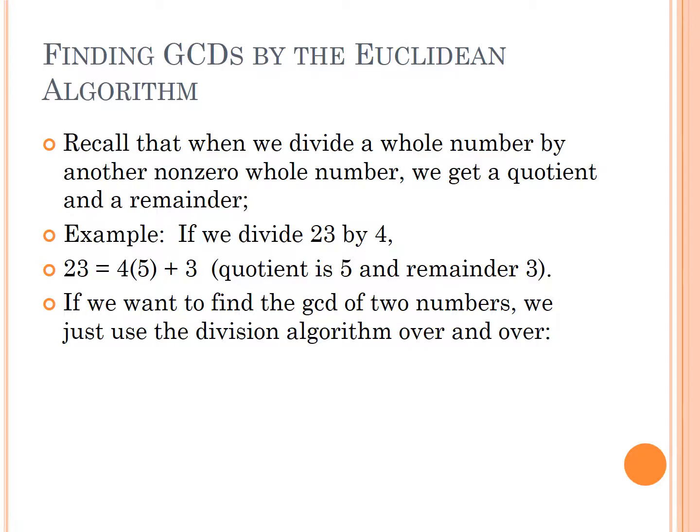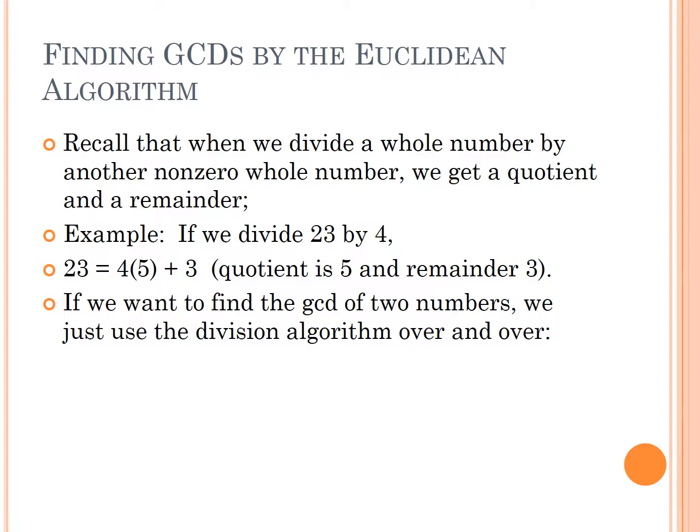Remember that when we divide a whole number by another whole number that's not zero, we get a quotient. That's the thing on top of the division sign when we do long division. And we get a remainder. That's the thing at the very bottom when we subtract last.